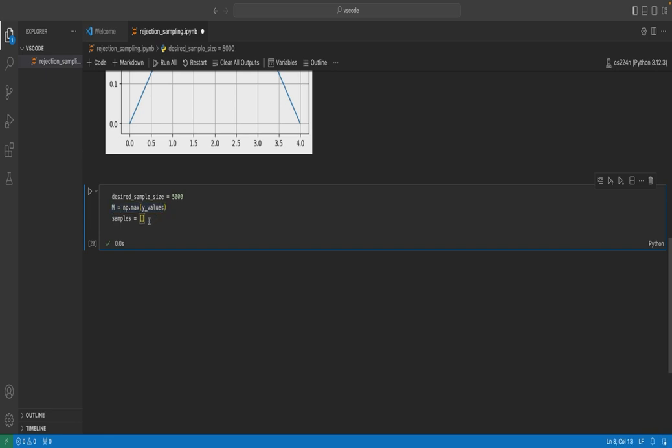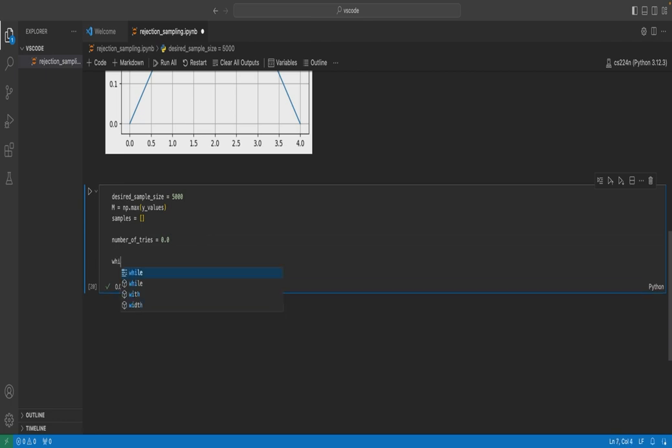The next thing that we'll do is initialize an empty list to keep all of our samples in that meet the acceptance criteria. And we will also keep track of the number of tries it takes us to get to this desired sample size. Remember, not through every iteration, not every sample will be accepted. It needs to agree with our acceptance criteria.